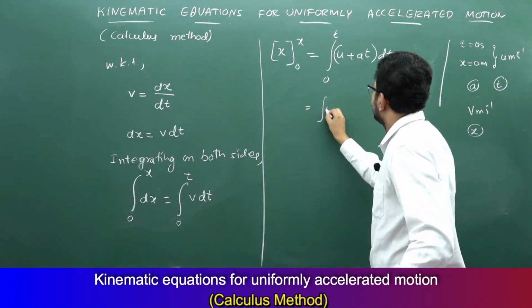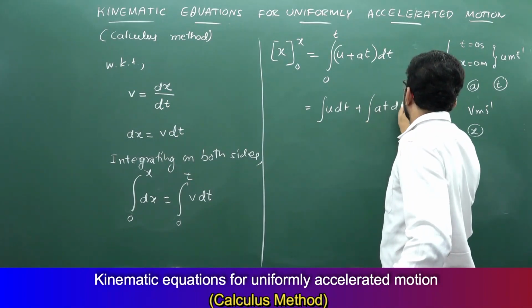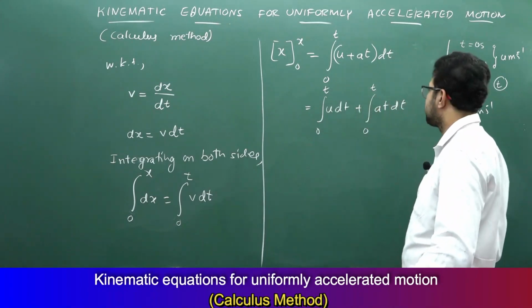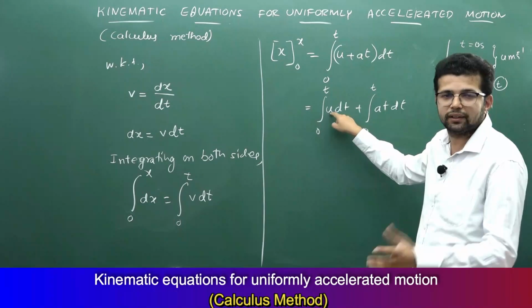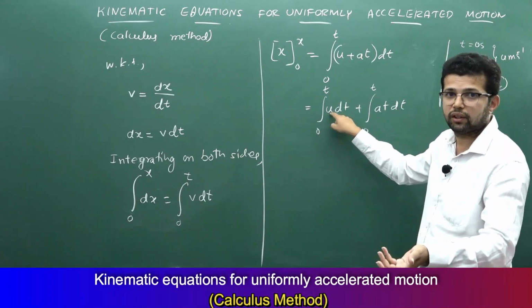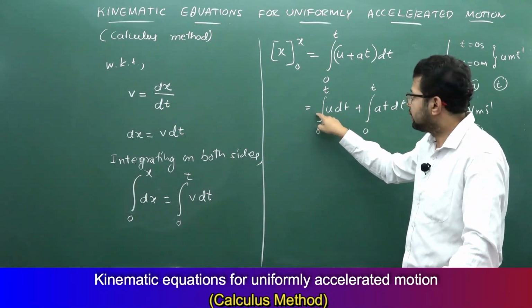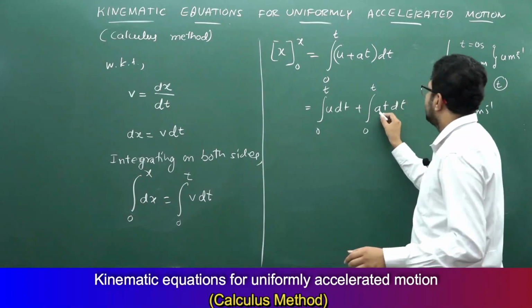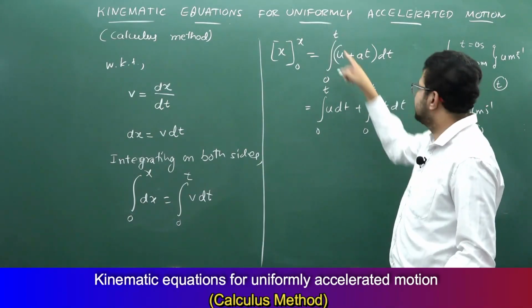What I can write? Integration of u with respect to t plus integration of at with respect to t, limits are between 0 to t. Now, what is u? u is initial velocity, that is constant. Initial velocity cannot change in the given situation. So, I can write this u outside, then integration of dt is t. And here a is constant, because we are discussing uniform acceleration.